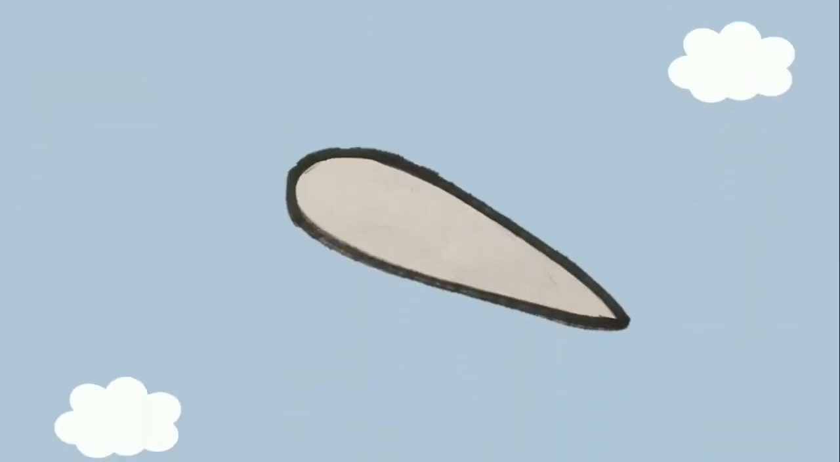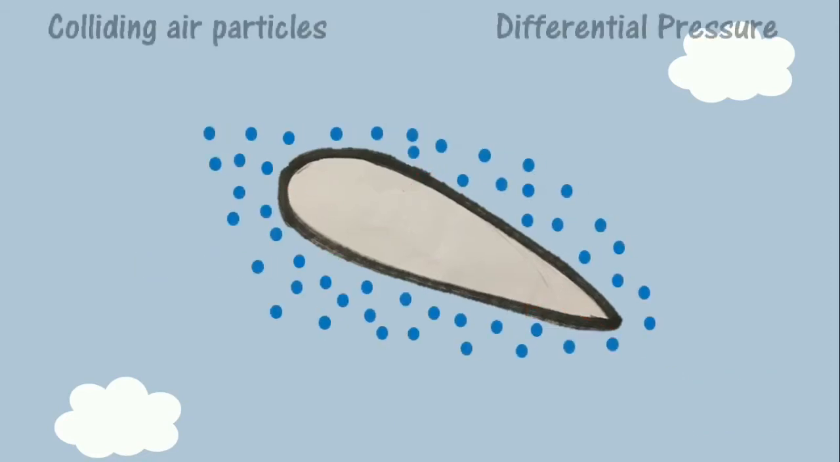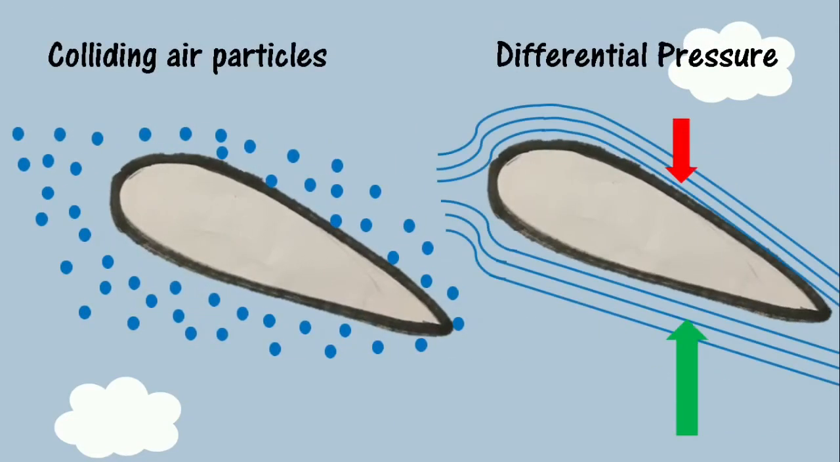For an airplane, the predominant structure that produces lift is the airfoil. As you can see, the distinct shape of this airfoil consists of a curved upper surface called the upper camber and a relatively flat lower surface called the lower camber. The reason for this shape is to maximise the physical effects of colliding air particles and differential pressure on the wing. These effects are what allow the airfoil to produce lift.